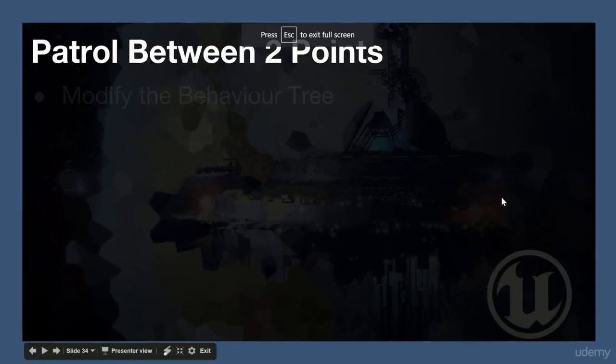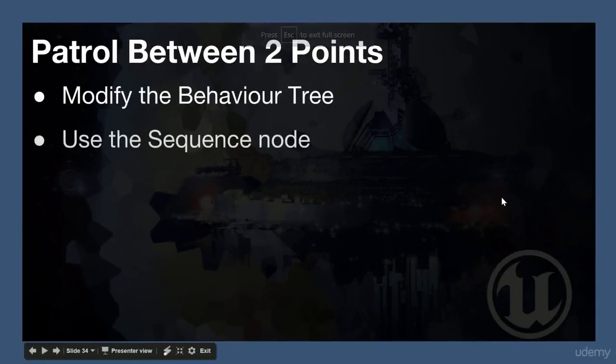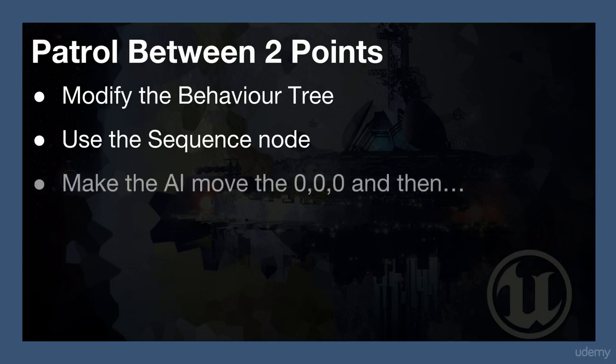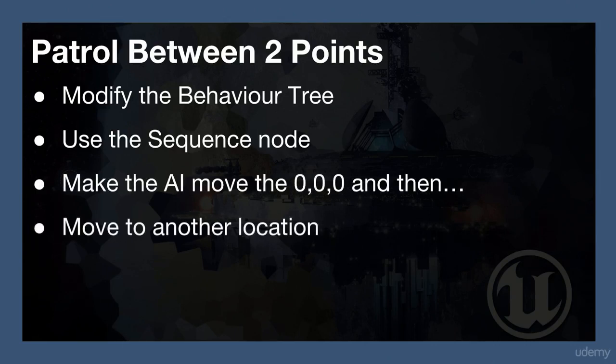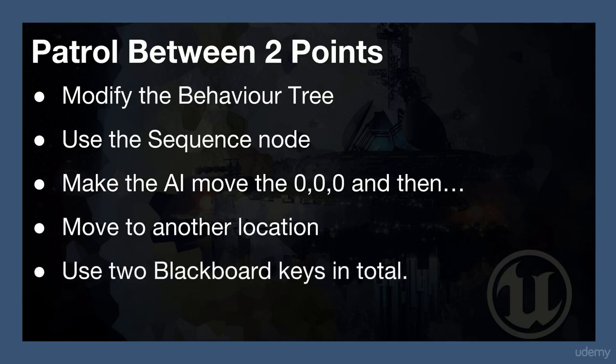I want you to patrol between 2 points. Modify the behavior tree, use the sequence node instead of the selector node, because remember that the selector node does one thing and then stops running altogether. So he'd move to the origin, then stop. We want to use the sequence node so that we repeatedly move to the origin and then to a second location that you're going to specify somewhere nearby inside the map, a few meters away. And in total, you're going to need to use 2 Blackboard keys. Just create 1 new Blackboard key so that we have 2 in total, the world origin and his second patrol point. So go ahead, pause the video and see if you can make that work now.